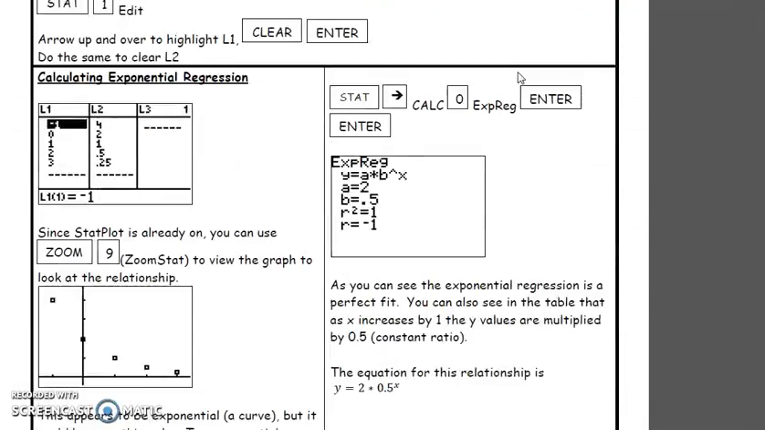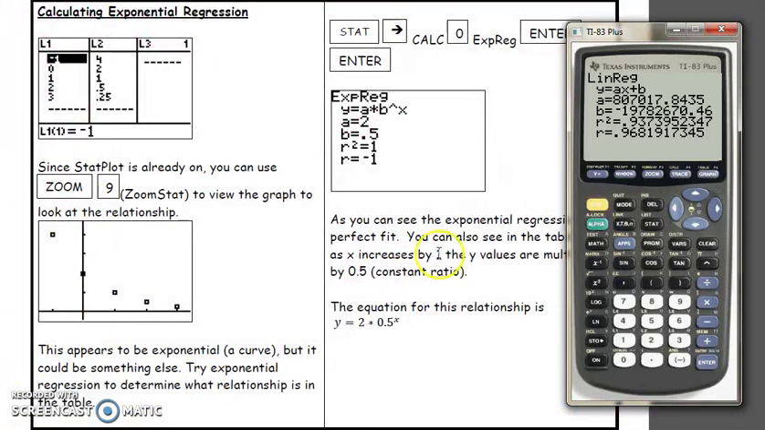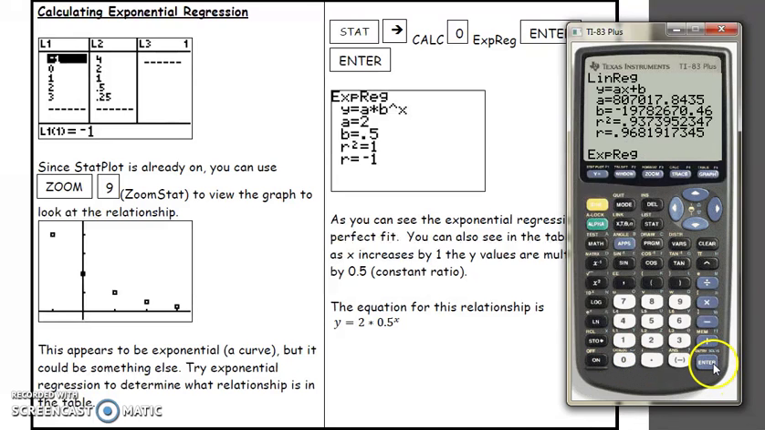So to do that, to calculate the exponential regression, we go back to this point right here. We are going to hit Stat again, arrow over to Calc, and this time we want 0. That's going to give us the exponential regression. So you can either click on the number 0 or arrow down to 0. I'm going to click on the number 0, and again I have to hit enter just once.